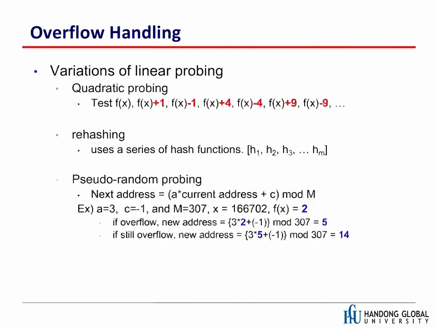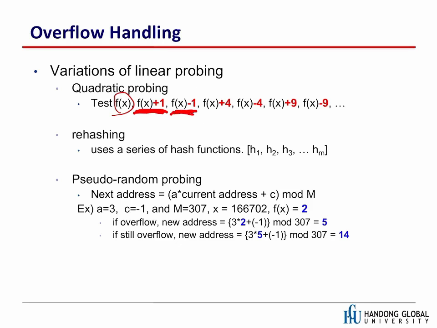And there are a couple of variations of linear probing. The first one is quadratic probing. First we check the hash function, and when we have a full bucket with this function, then we use f(x) plus 1. f(x) plus 1 is exactly the same as linear probing, right? But that's not it. If the bucket of f(x) plus 1 is full, then next time, instead of checking the next bucket, we actually check the previous bucket.